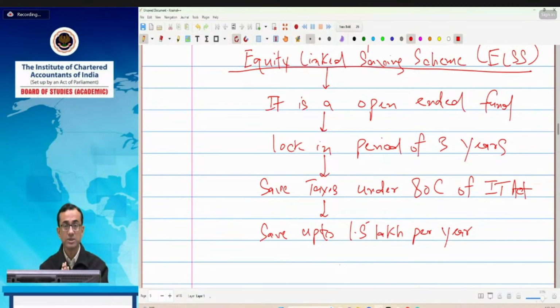There is a lock-in period of 3 years in which the investor cannot sell. It is basically an open-ended fund. The majority of the investment is in equity, as the name suggests, equity linked savings scheme. So this is about equity linked saving scheme.